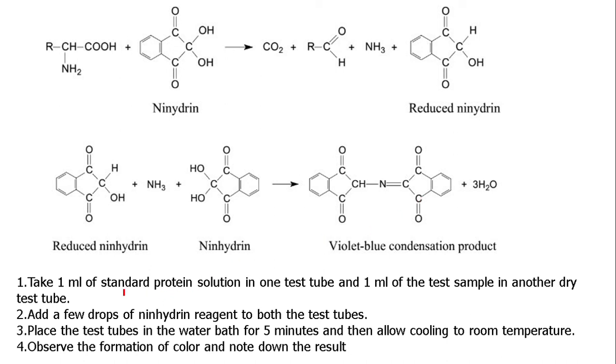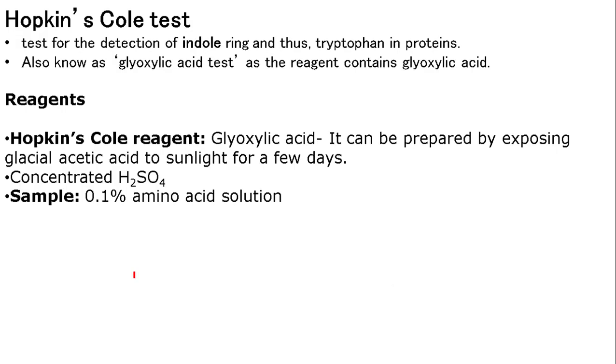How do we do it? 1 ml of the test solution and 1 ml of the reagent. A few drops of ninhydrin added. We need to heat it for 5 minutes because the reaction takes place in a hot environment. Then we need to cool it down to room temperature. Formation of the color is the positive observation. Next one is Hopkins-Cole test. We will see in the next slide.